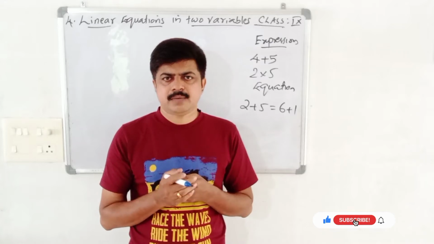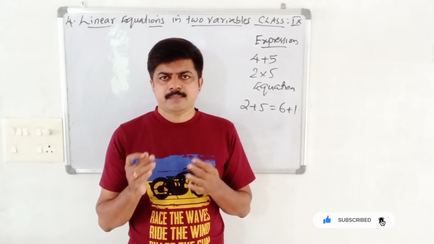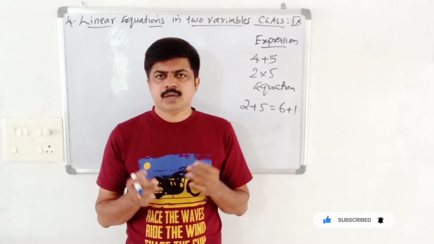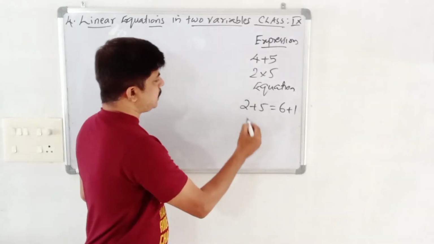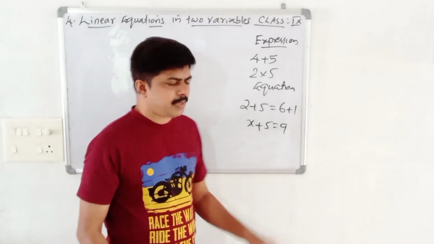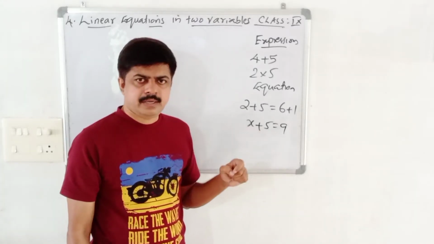For example, given the statement, the sum of a number and 5 is equal to 9. Here one number is unknown. Let us denote it by x. So x plus 5 is equal to 9. This is a linear equation in one variable.